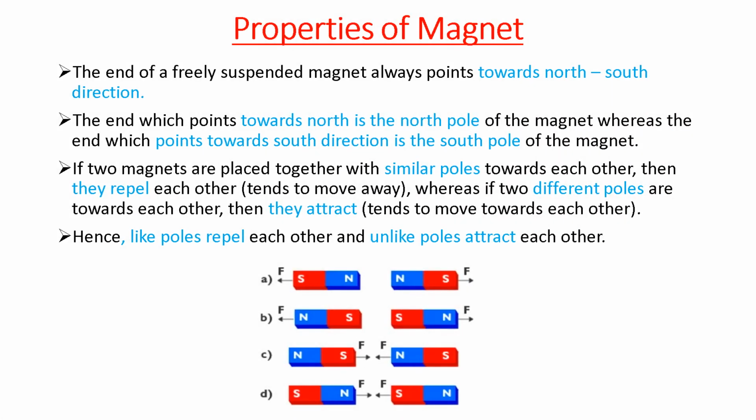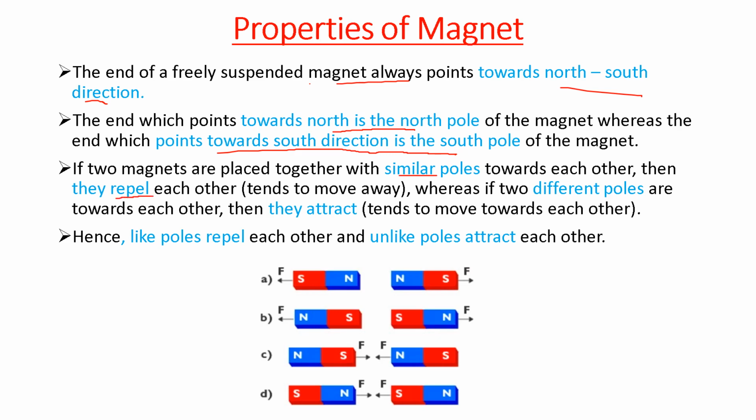Now let us see the properties of magnets. The first property is that the end of a freely suspended magnet always points towards the north and south direction. This helps to find a direction if people are at sea or in a forest. The next point is that the end which points towards north is the north pole, and the end which points towards south is the south pole of the magnet. So on the basis of the direction in which the end of a magnet is pointing, that pole has been given a name.